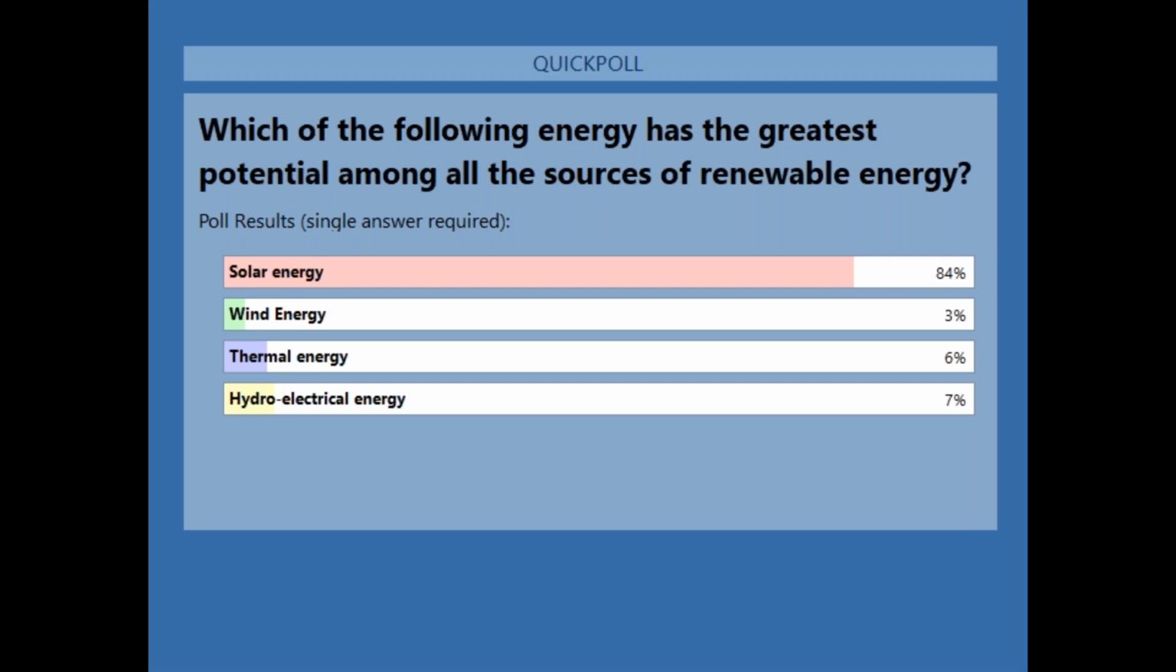So again, Professor Iqbal, your comments, please. Yes, sir. Solar energy is one of the best forms of energy by which we can produce all forms of energy. What can be more powerful than the sun? Definitely. Okay, right. So again, you will be happy that 84% have gone for the correct answer.